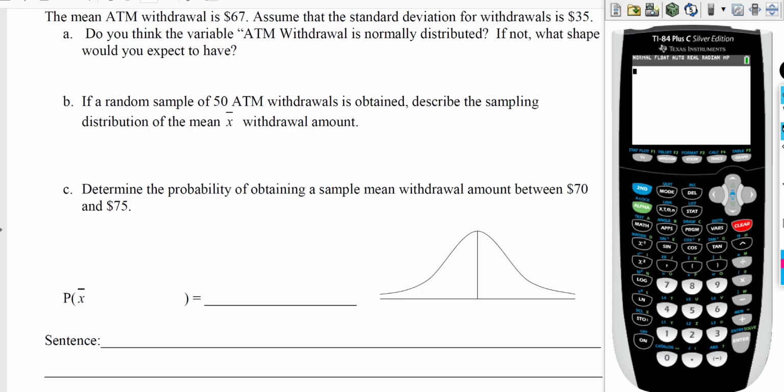The mean ATM withdrawal is $67. Assume that the standard deviation for the withdrawals is $35. Do you think the variable ATM withdrawal is normally distributed? If not, what shape would you expect to have?